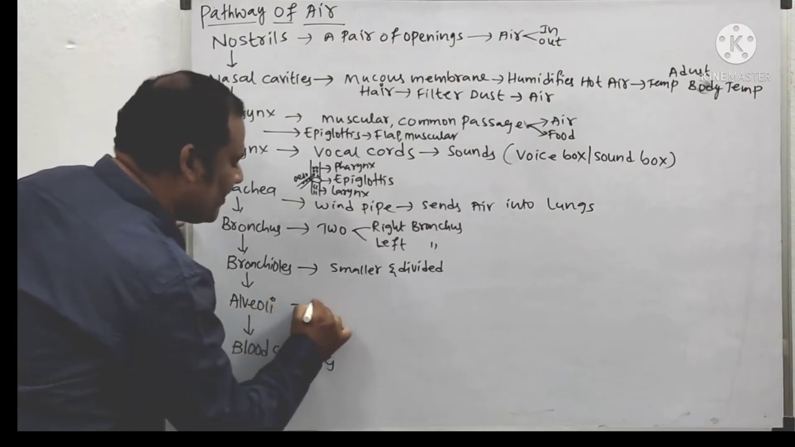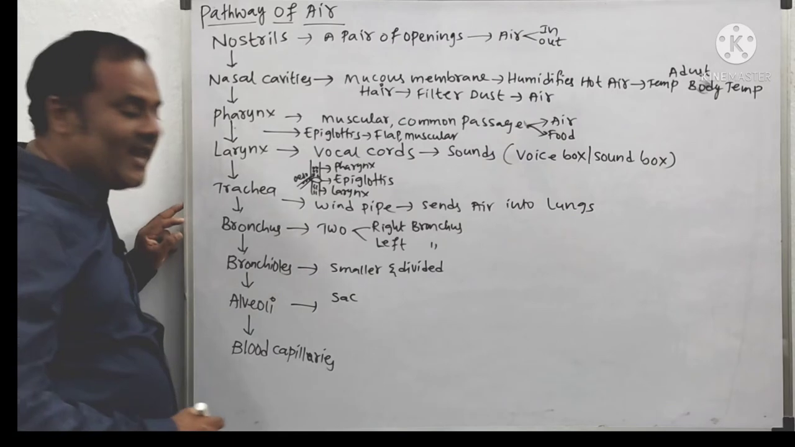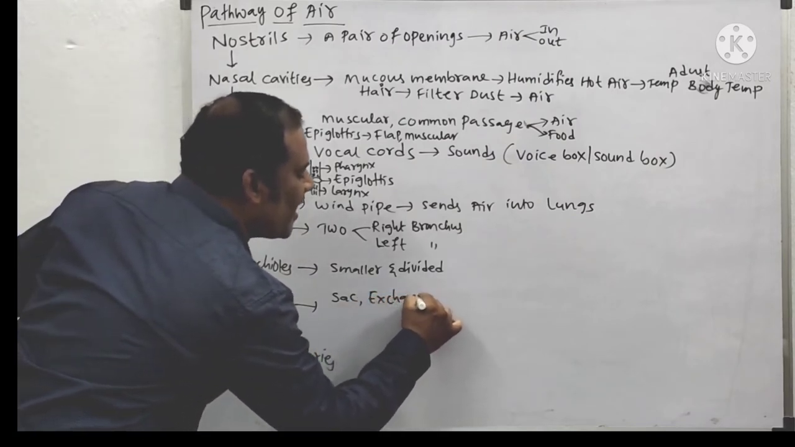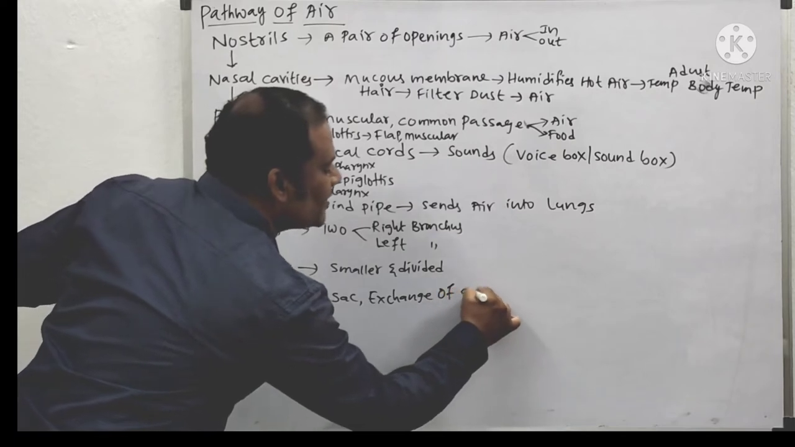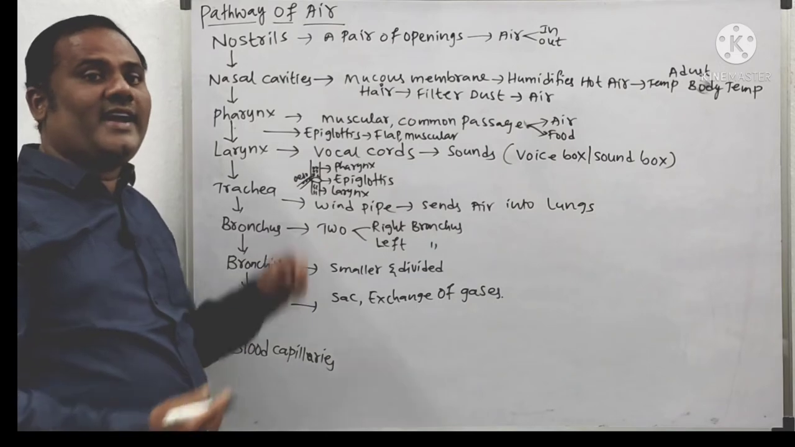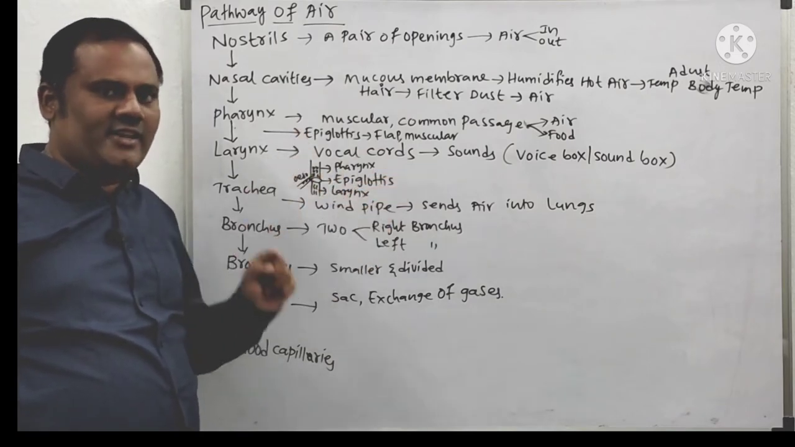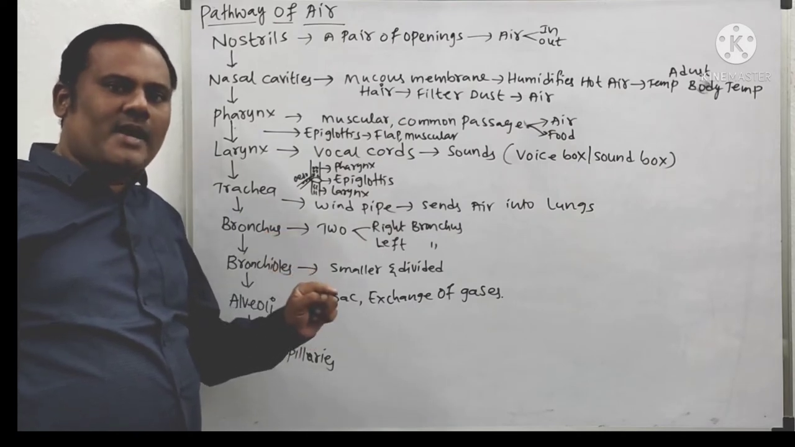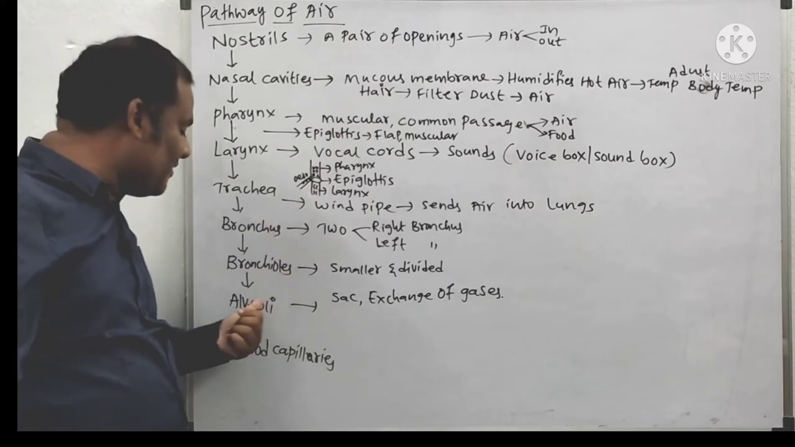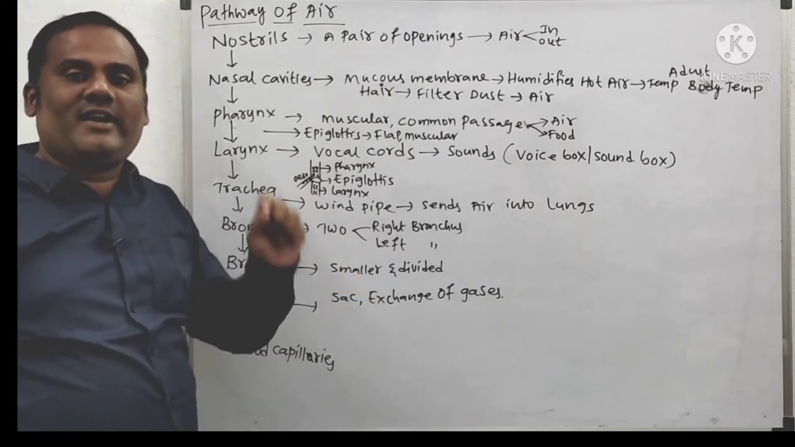And next, alveoli. Alveoli are small sac-like structures present in the lungs, and they are useful for exchange of gases. In the steps of respiration, what did we learn? At the lungs, the exchange of gases occurs. The oxygen present in the lungs enters into the deoxygenated blood, and the carbon dioxide present in the deoxygenated blood enters into the lungs. That exchange occurs with the help of alveoli, by the process called diffusion.